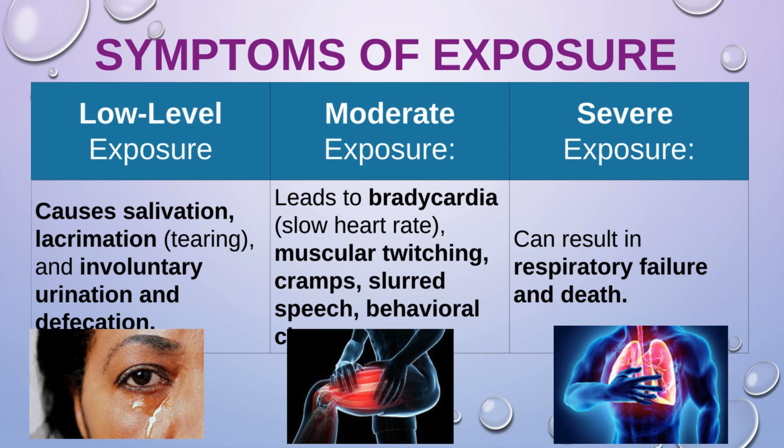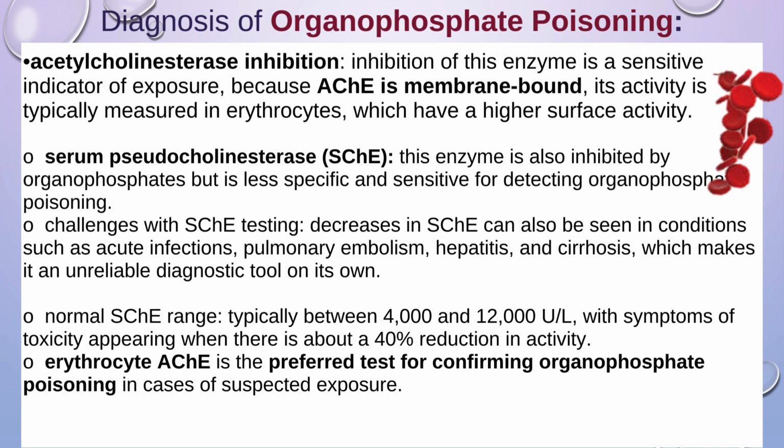So the kind of poisoning with this one is very ugly. There's salivation, drooling, tearing, and then there's involuntary defecation and urination. Oh my god! But with a moderate exposure, it leads to a very slow heart rate, twitching of the muscles, slurred speech, and behavioral changes. But in severe forms of exposure, respiratory failure is imminent. We cannot avoid it, leading to death.